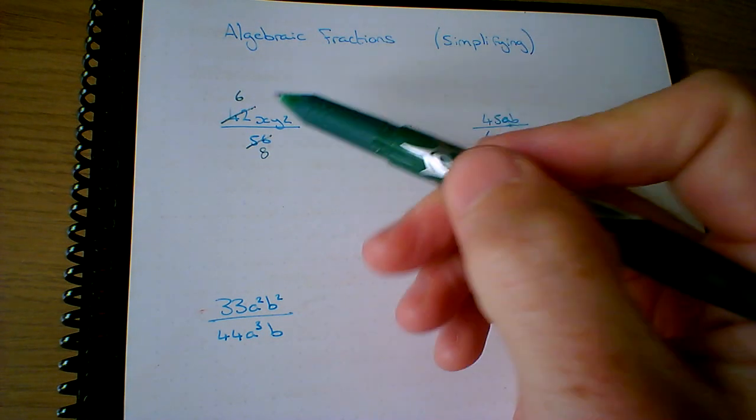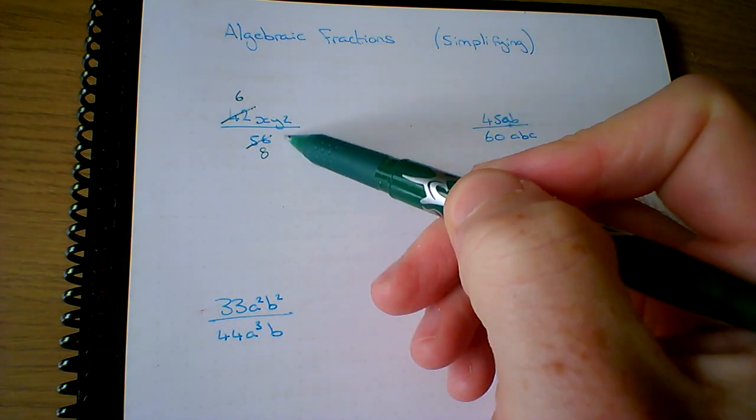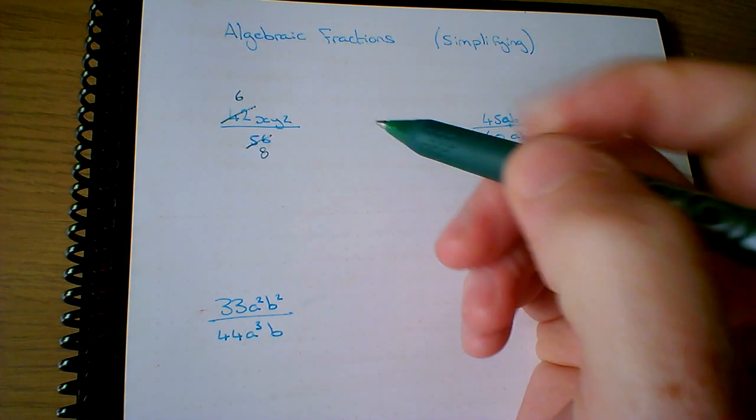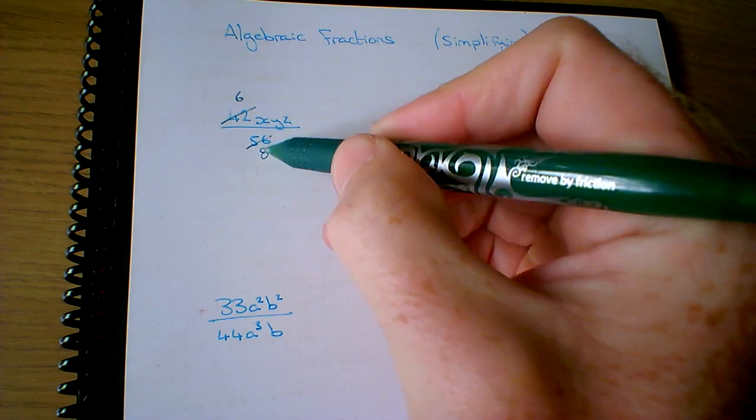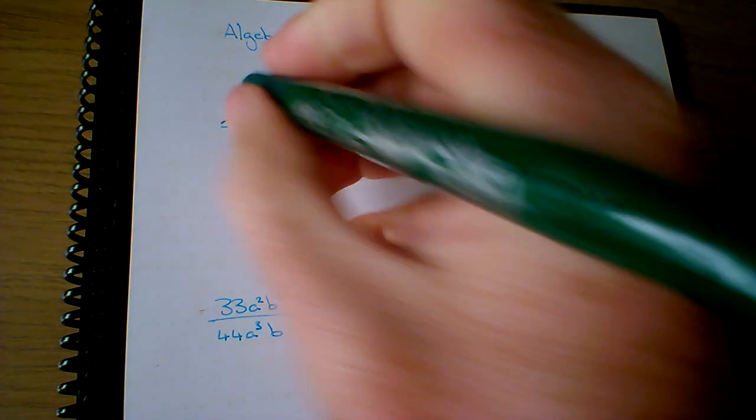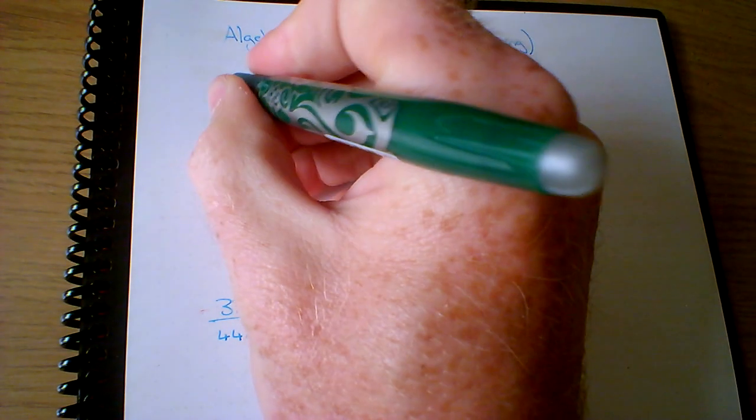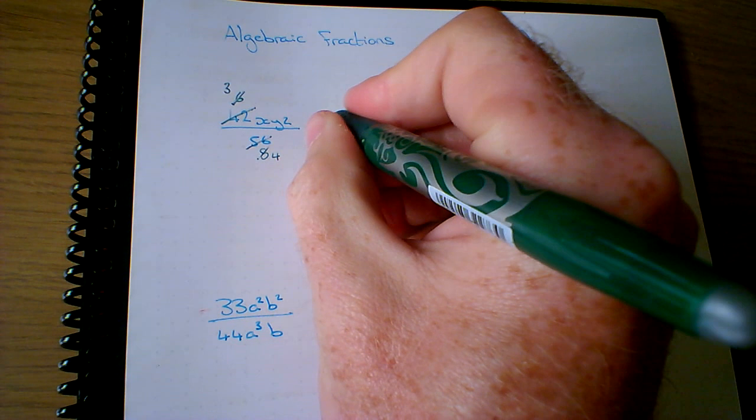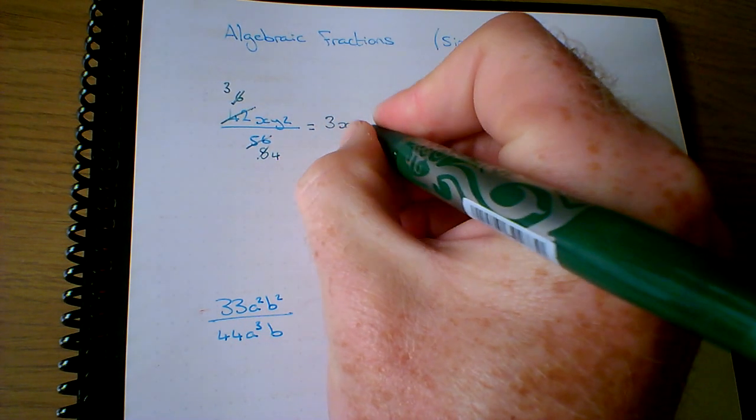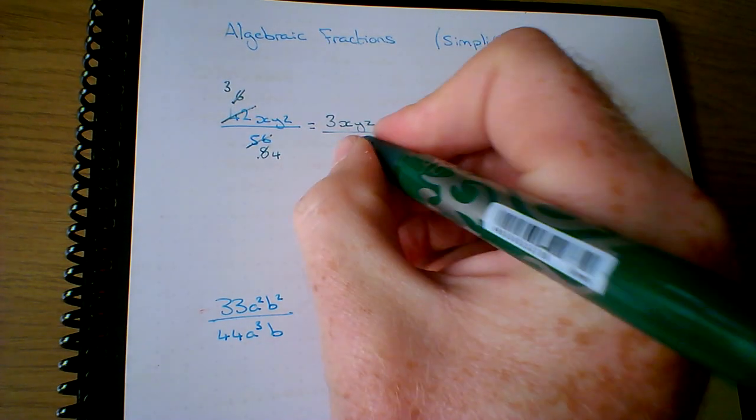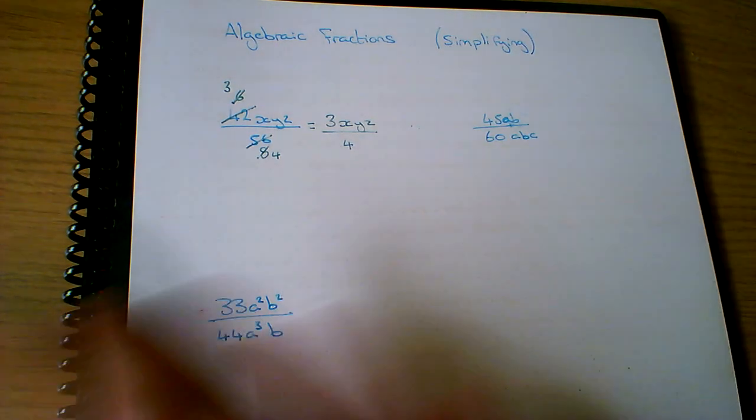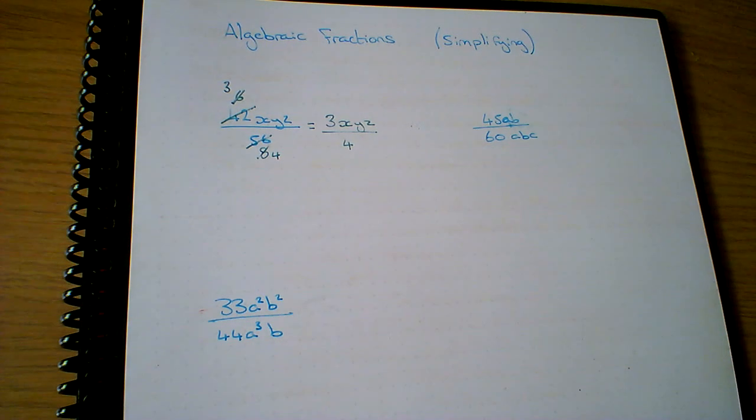Now, there are no letters that are in common at the top and the bottom, so there's nothing to cancel out there yet, but the 6 and the 8, they are in the 2 times table, so I can divide them both by 2 as well, look. So that becomes a 3, that becomes a 4. As it turns out, they're both divisible by 14. So it now becomes 3xyz over 4. I can't simplify any more than that. The numbers don't simplify, and there are no letters in common at the top and the bottom.